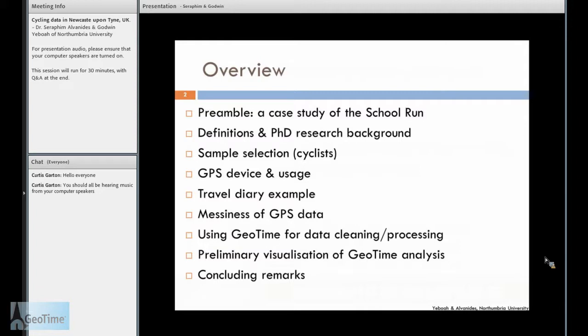Godwin is going to expand a bit more about the technicalities of the specific research, which is about cyclists and how they move in the city, in a city like Newcastle upon Tyne, the kind of GPS devices we used, how we collected the data, how we cleaned the data, and he's going to focus then on the use of GeoTime mainly for editing and cleaning the data at this stage, before moving on to some ideas about analysis that we want to take forward. And finally, we're going to conclude this research and give some ideas of further directions that we would like to take it to.